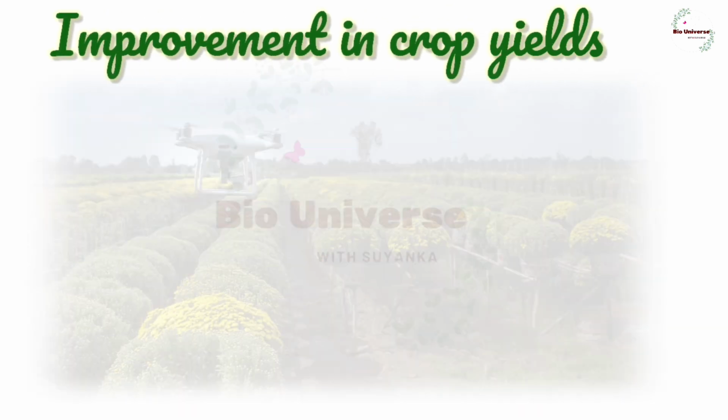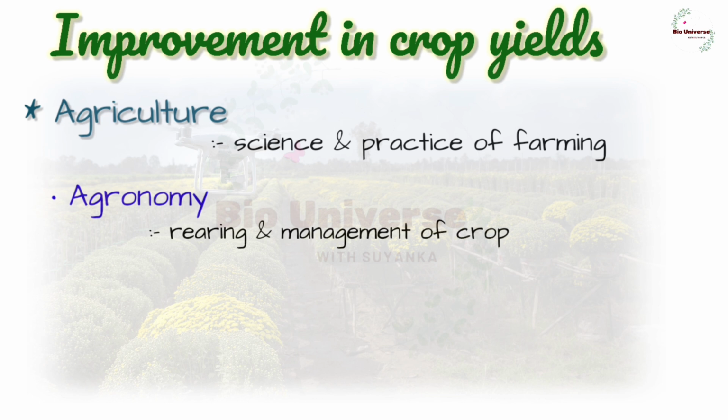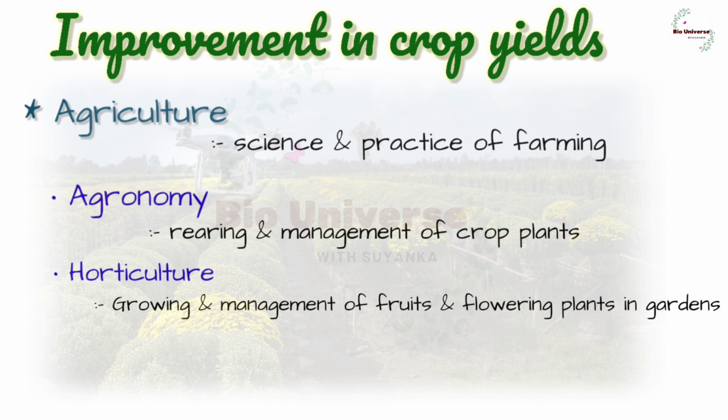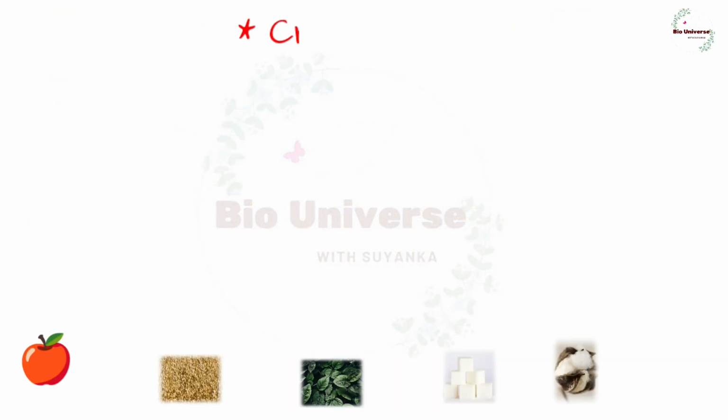First of all, let's discuss the improvement in crop yields. Agriculture is the science and practice of farming. There are different branches of agriculture such as agronomy, which deals with the rearing and management of crop plants; horticulture, that is the science of growing and management of fruits and flowering plants in gardens; olericulture, which deals with growing and management of vegetables. Do you know what crops are?